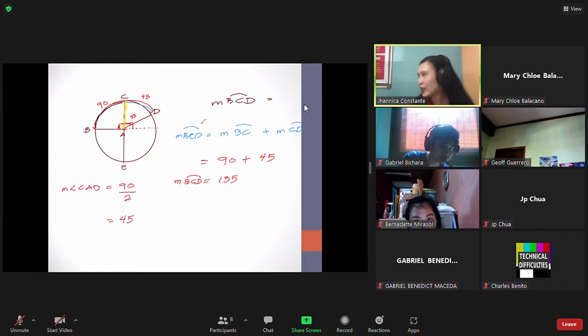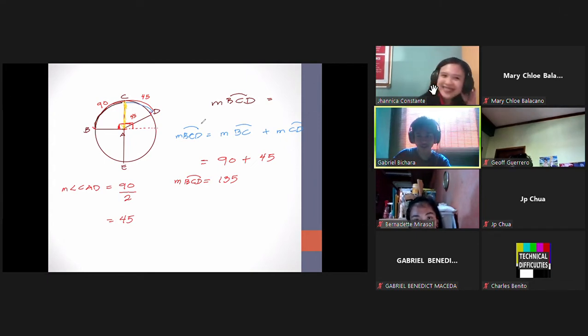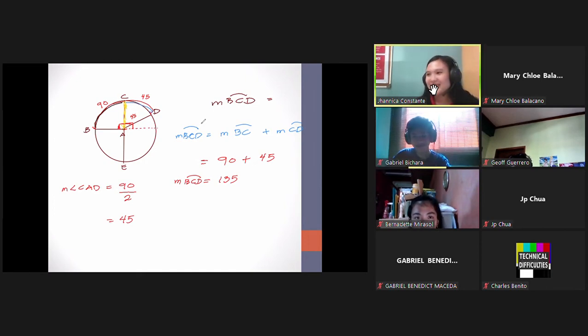Okay, let's have another example before we proceed with arc length. Yes, Gabby. Oh no, I didn't print screen yet, but now I print screen. I screenshot. Okay. Teacher, okay? Yes po.